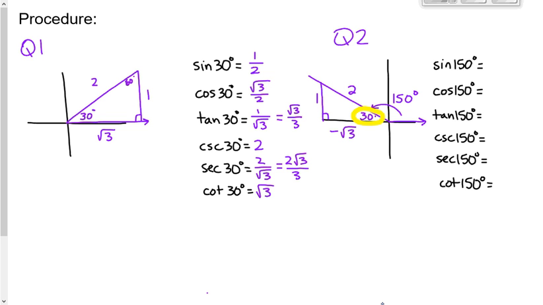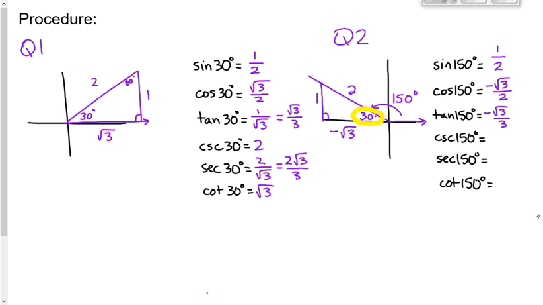Okay, so the sine is going to be opposite over hypotenuse, so 1 over 2. The cosine is going to be adjacent over hypotenuse, so negative square root 3 over 2. The tangent is going to be opposite over adjacent, so 1 over negative square root 3. And when you rationalize that, you get negative square root 3 over 3.